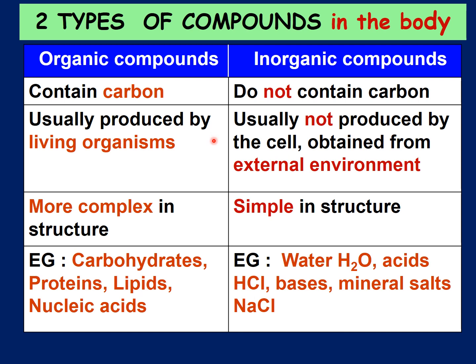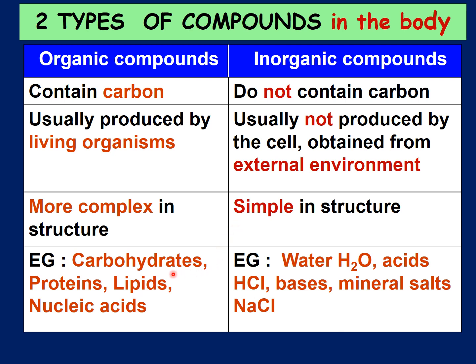Inorganic, or not organic. Organic compounds are actually produced by living organisms. For example, carbohydrates, proteins, and lipids are produced by plants and also by humans and animals. Inorganic compounds are usually not produced by living cells, but are obtained from the non-living external environment. For example, water. Organic compounds are more complex in structure, for example, proteins, but inorganic compounds are simpler in structure. For example, water again, or mineral salts like sodium chloride.